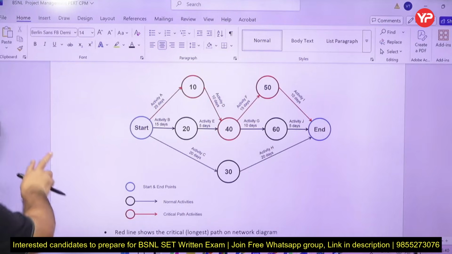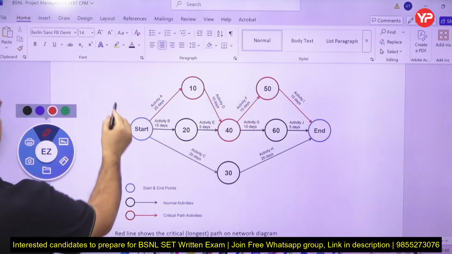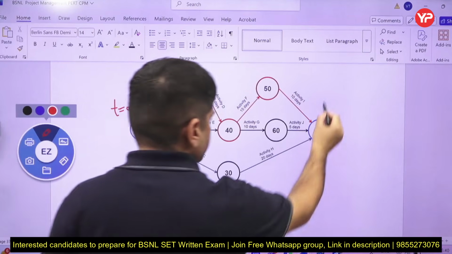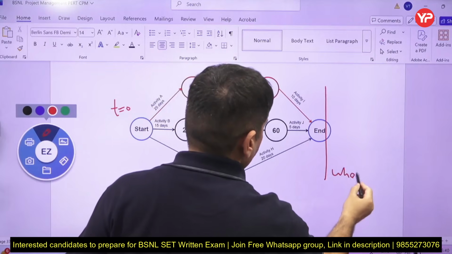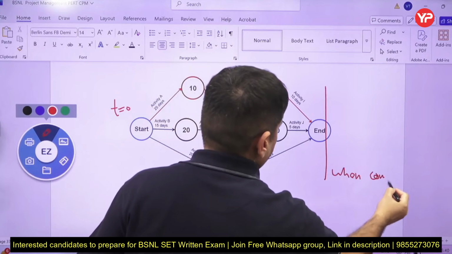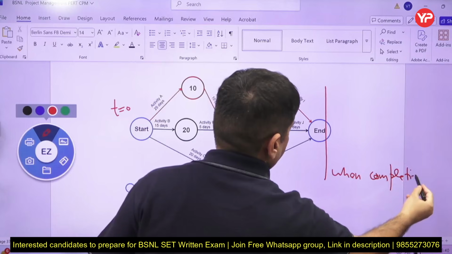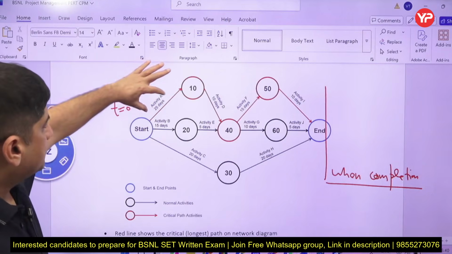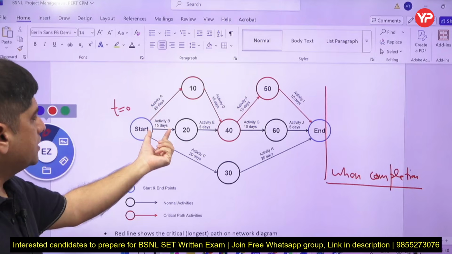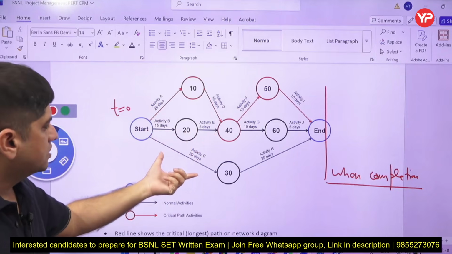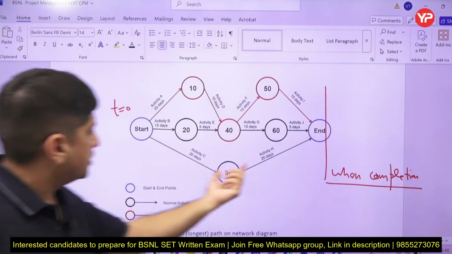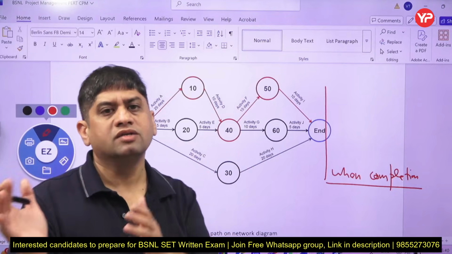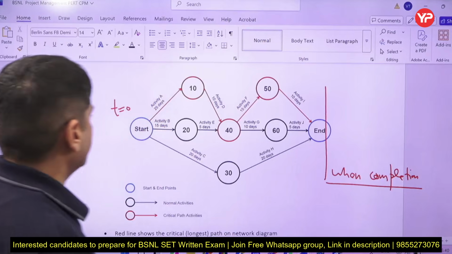So this is the starting of the project. We say that at time t equal to 0, the project started. Now this is the end of the project, when the project will be completed. We want to calculate when the project will be completed. Now there are different activities. Activity A takes 25 days, activity B takes 15 days, activity E takes 5 days, activity C takes 20 days, activity H takes 20 days. So there are some parallel activities, there are some sequential activities. Let me give you an example.